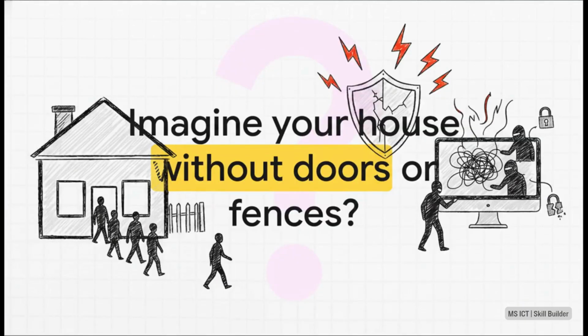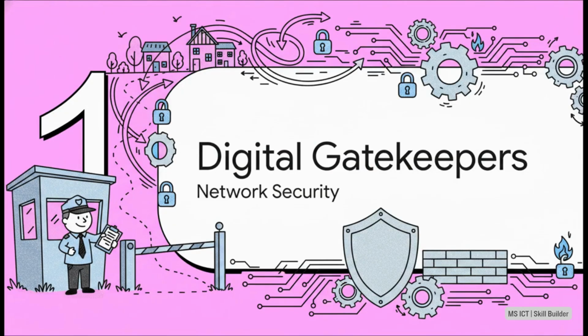I want you to imagine, for a second, leaving the front door of your actual house wide open right in the middle of a super busy city. No locks, no fences, nothing. Well, that's essentially what connecting your local network to the internet without any protection looks like. Without a solid barrier there, the chances of unauthorized trespassers wandering in absolutely skyrockets. So let's jump right into Section 1.